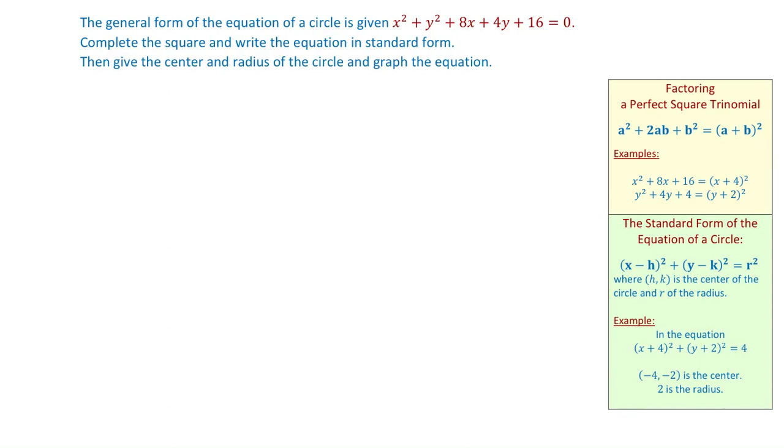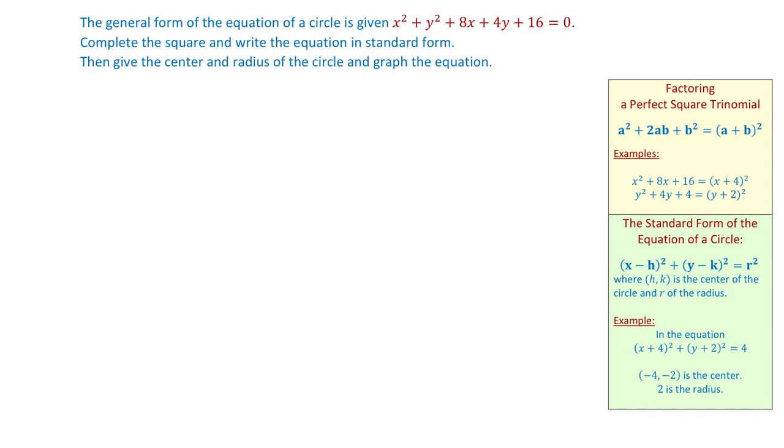Below we have two examples, and as you will see later, they will be related to our problem. The first example is x squared plus 8x plus 16 equals x plus 4 to the second power. X comes from the first term, that is the square root of x squared. 4 comes from the last term, that is the square root of 16. And the last example, y squared plus 4y plus 4 equals y plus 2 all to the second power. Y comes from the first term, the square root of y squared, and 2 comes from the last term, that is the square root of 4.